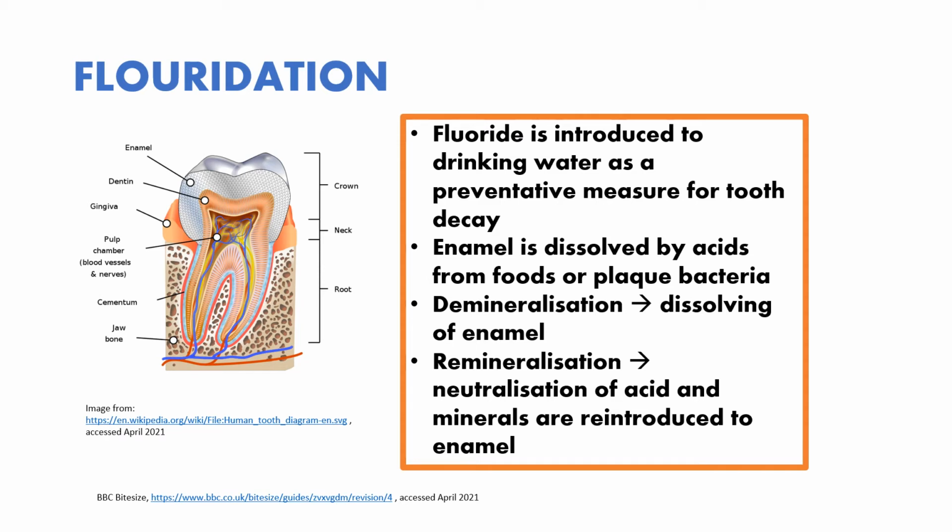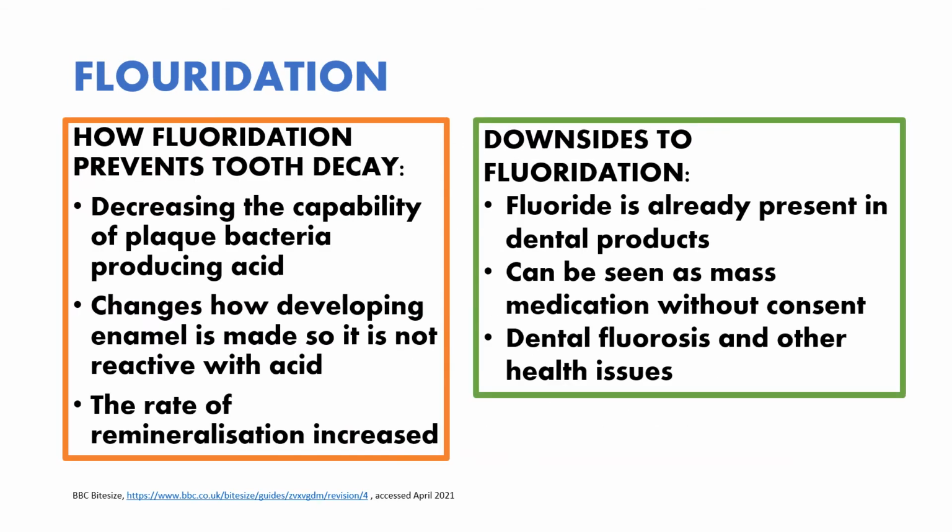Demineralization is the dissolving of enamel, and remineralization is where the acids become neutralized, for example, by saliva, and minerals re-enter the enamel. Fluoride aids in the prevention of tooth decay by decreasing the capability of plaque bacteria producing acid, changing how developing enamel of young children is made up so that it does not react with acid, and the rate of remineralization is increased by low levels of fluoride.